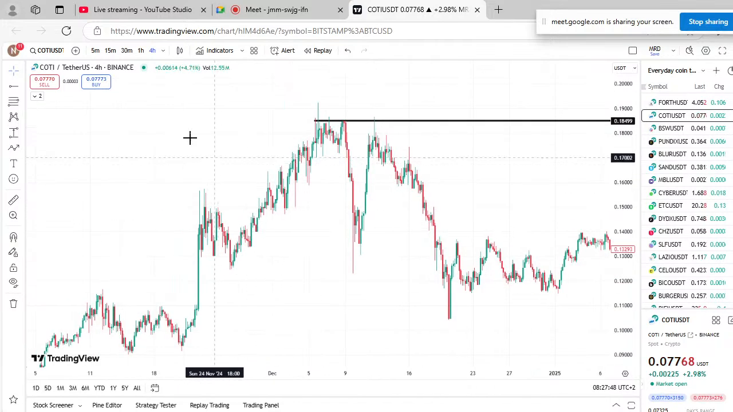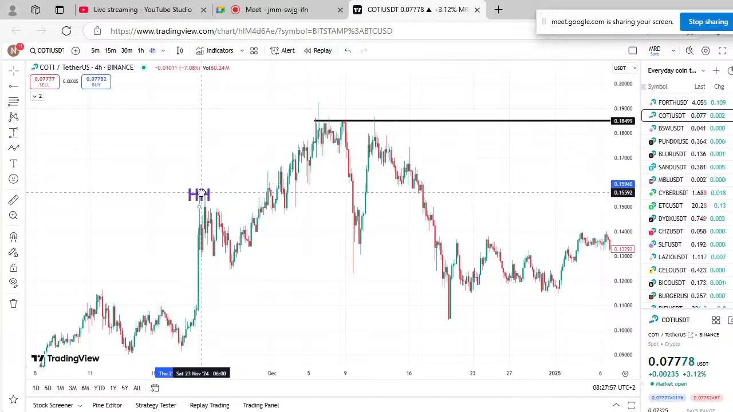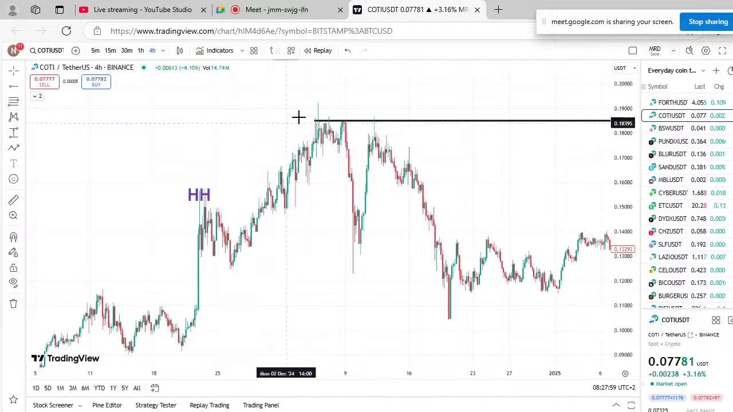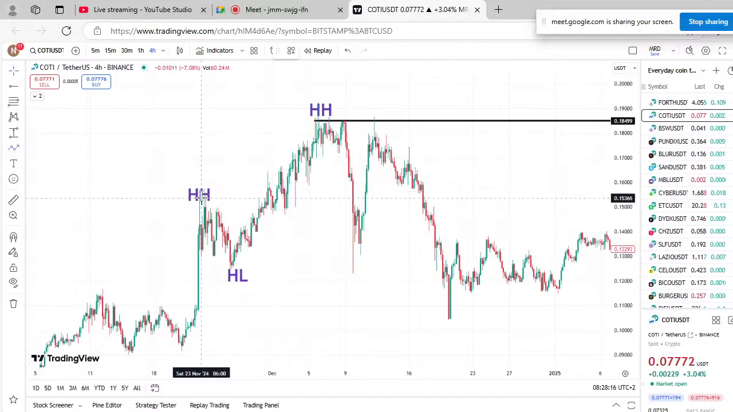Now the logic was here. I don't know whether you'll get it well. This was a high. Higher high. Okay? After, we formed another one. This is a higher high. Okay. Now, this one here is called a higher low. And for the uptrend to continue, we have to keep breaking the higher highs.